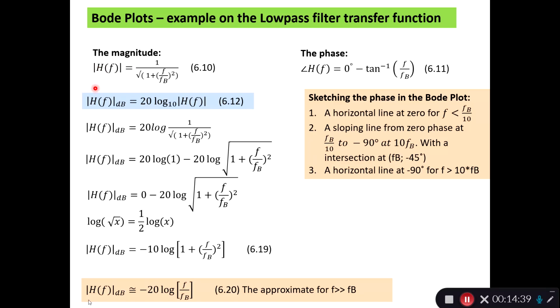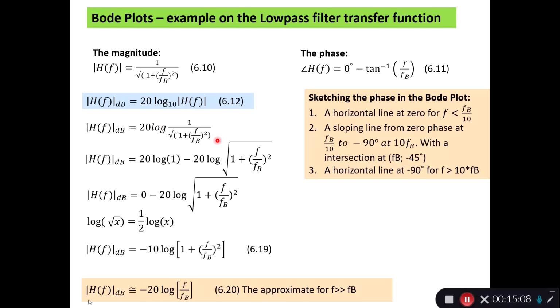Perhaps you can see it. It's the standard equation we have used in the previous videos, and we also have the equation for the phase. So the first thing we do is to take the logarithm of the magnitude, also for the transfer function. So we do that by placing this equation inside the brackets here.